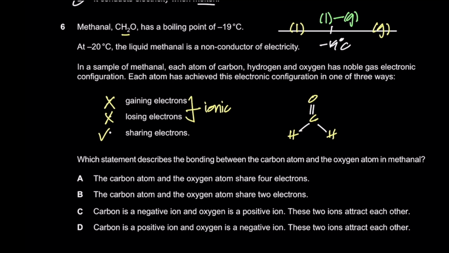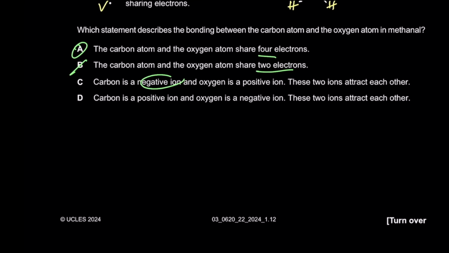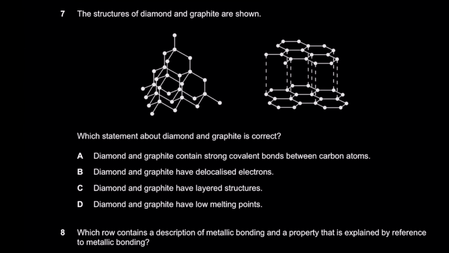Now it says, which statement describes the bonding between carbon atom and oxygen atom? It's only talking about this carbonyl, only about the carbon and oxygen atom. Well, we know that there is a sharing of two pairs of electrons, essentially, which are 4 electrons. Now, the carbon atom and the oxygen atom share 4 electrons. Absolutely, they do, right? They share 4 electrons, but they are two pairs of electrons. The carbon atom and the oxygen atom share 2 electrons? No, sir. They share 2 pairs of electrons, not 2 electrons. Carbon is a negative ion, sir? No negative ion, no positive ion. It's a non-metal. Non-metals in covalent bonding do not make any ions.